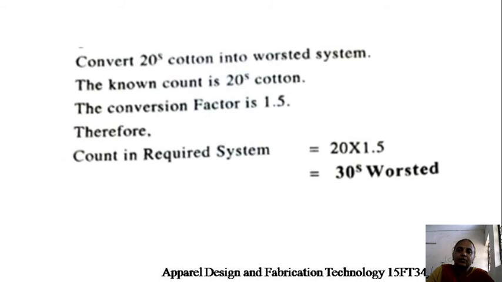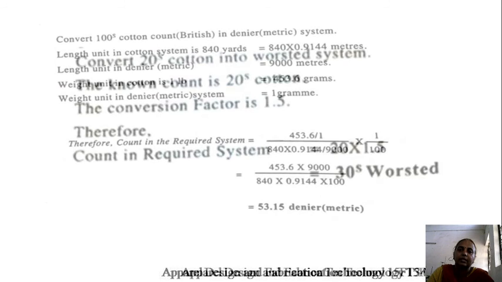Convert 20s cotton into the worsted system. You have to convert this cotton count into the worsted system. The known count is 20s and the conversion factor is 1.5. Therefore, the count required is 20 into 1.5, that is 30s worsted. You have to remember the conversion factors.